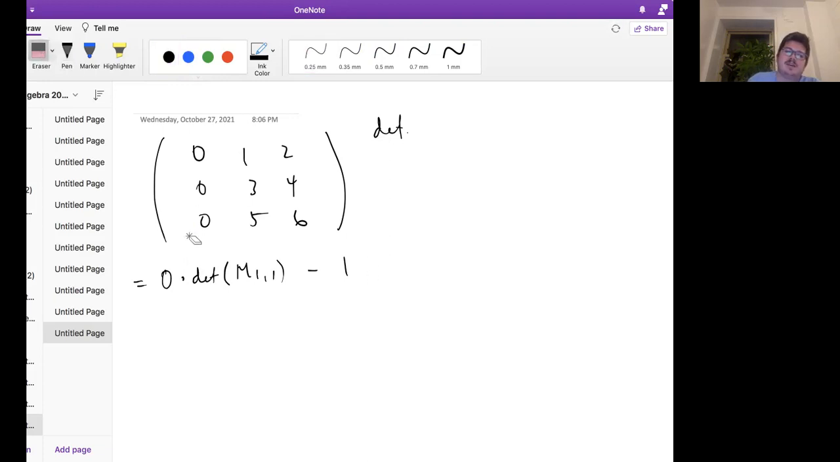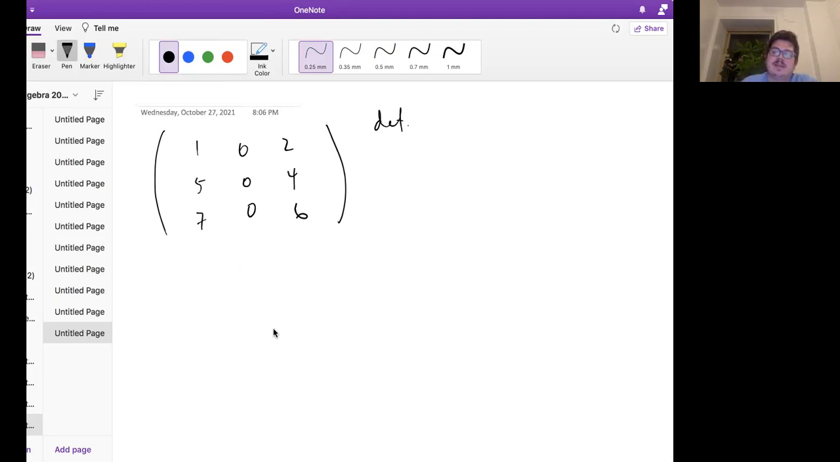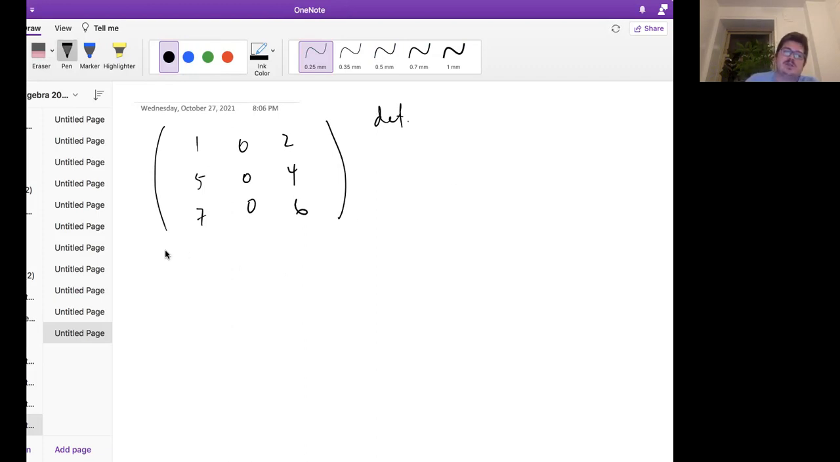Oh, I did. Okay. Because I said that, I don't want to get into why, we can still talk about that. Let's do that one instead. The idea is that, well, let's see what happens when we do this. So let's do 1 times M11, and then minus 0 times determinant of M12, plus 2 times determinant of M13.